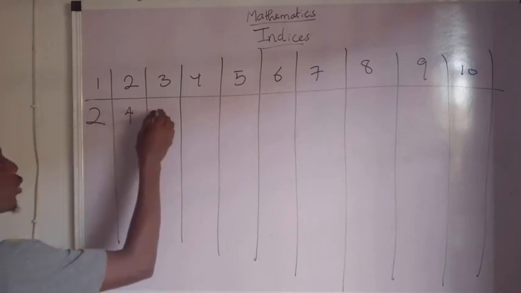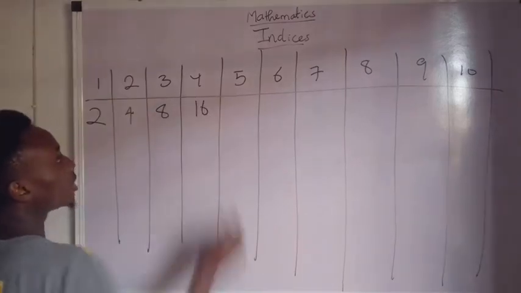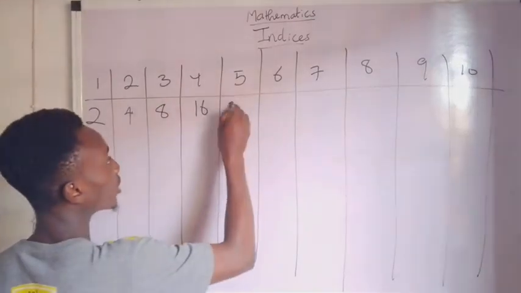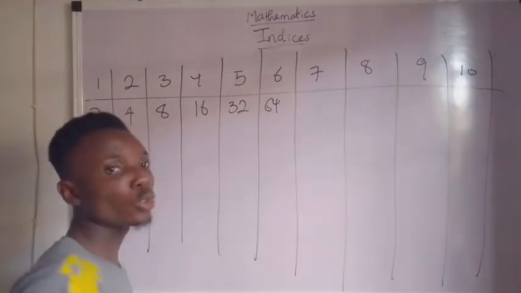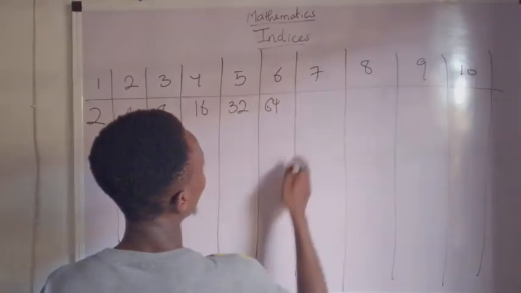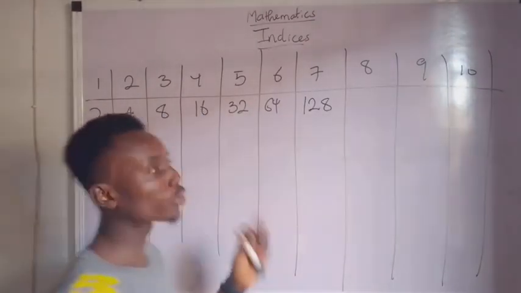4. 2 raised to power 3 will give us what? 8. 2 raised to power 4 will give us what? 16. 2 raised to power 5 is what? 32. 2 raised to power 6 is what? 64. 2 raised to power 7 is what? 128. And so on and so forth.